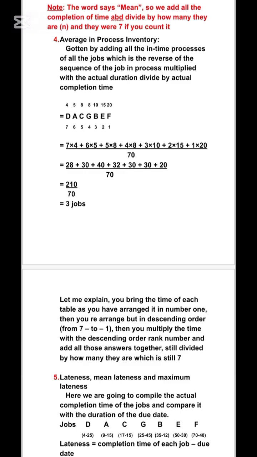So you first have to find those two things, like I said. The first one in descending order, 7 to 1. The second one in their due date. When they are multiplied, you add them together, divided by 70, because you actually divide by the addition of the due date, which you see 4 plus 5 plus 8 plus 8 plus 15 plus 10 plus 20. You get that 70. That's how we got it. So if you divide those two, obviously we get the number of jobs. That is how we got it.